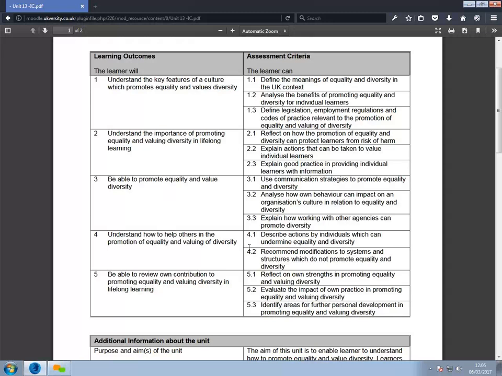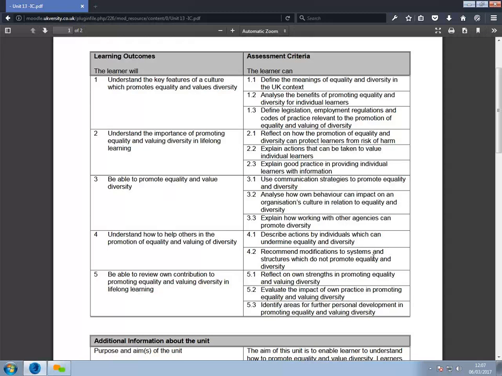Understand how to help others in the promotion of equality and diversity. This is working together with other teachers, putting together plans and talking about the students that you've got, and dealing with any issues that have arisen so that you're all aware of the situation. It helps your colleagues, and the colleagues should help you in reverse, if you've got particular issues with students that you all have at some stage.